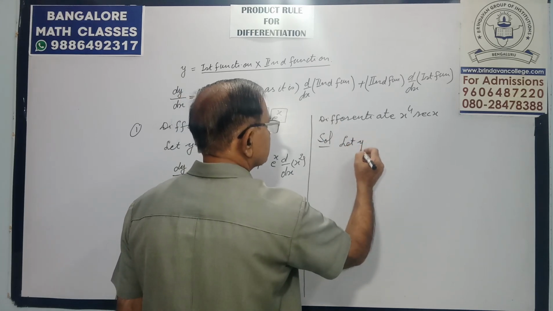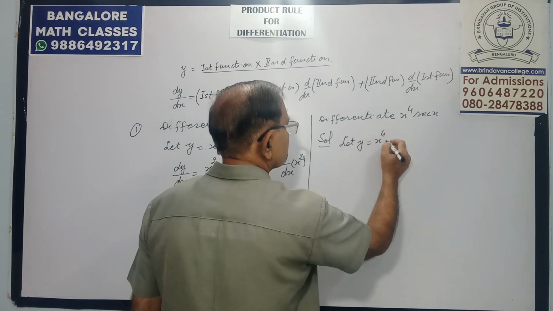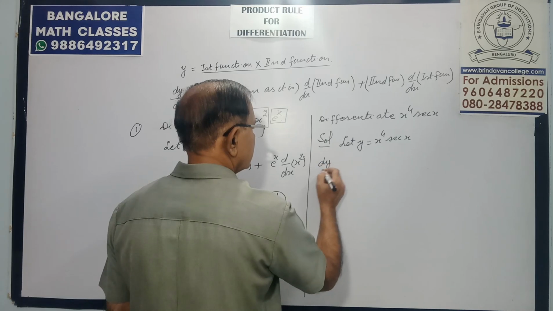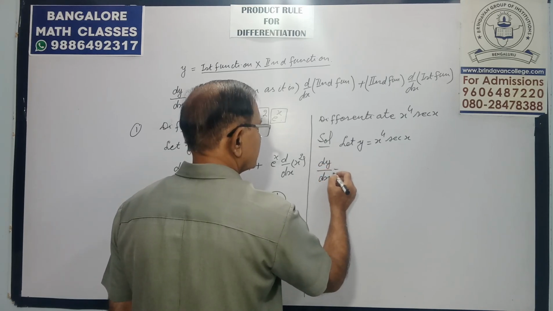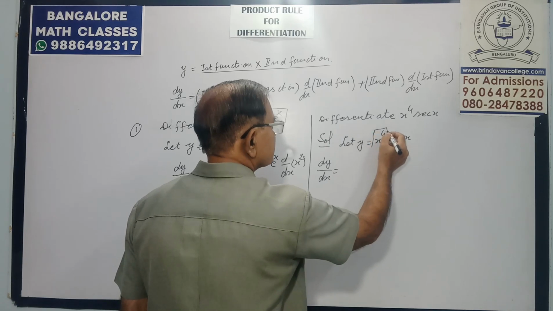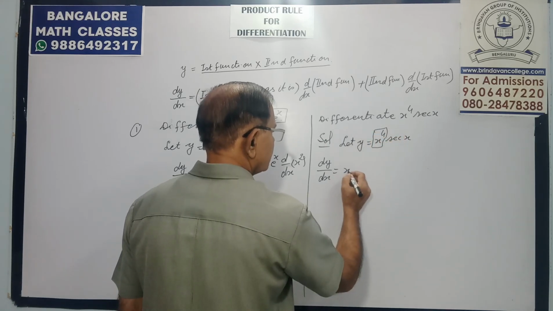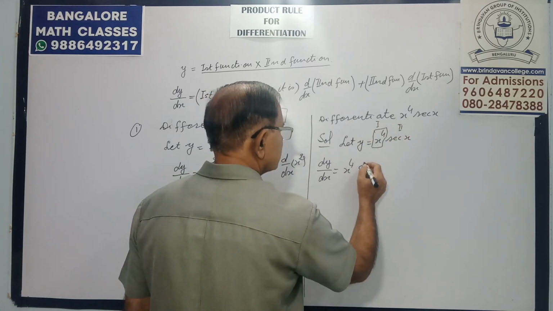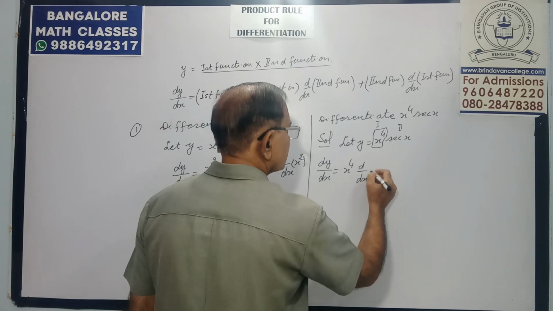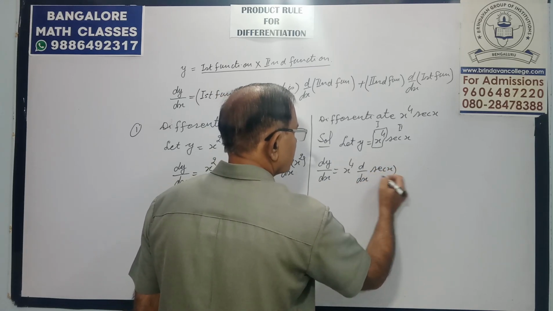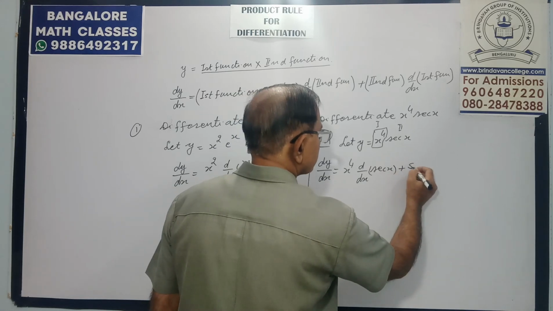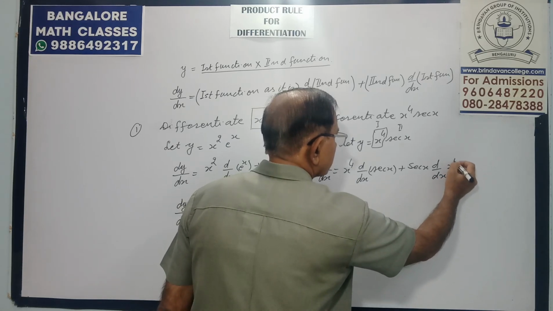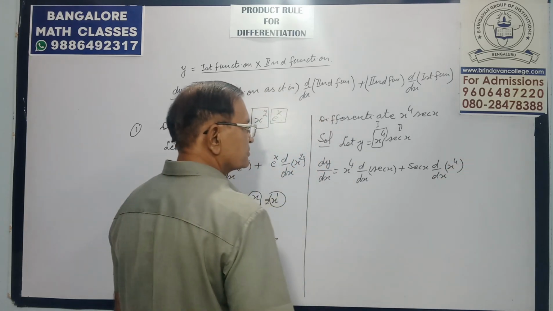Let y equals x⁴ secant x. Differentiating, dy by dx: first function as it is, x⁴ as it is, d/dx of the second, plus second as it is, d/dx of the first. So like that you are supposed to differentiate it.